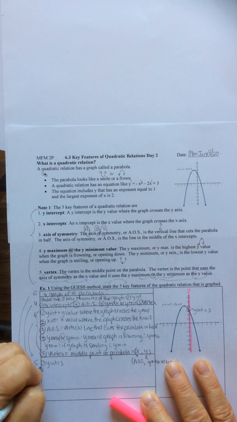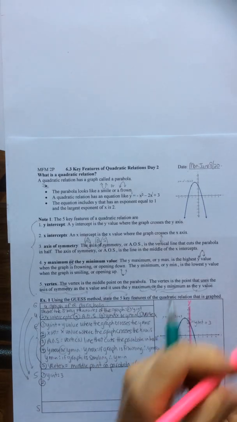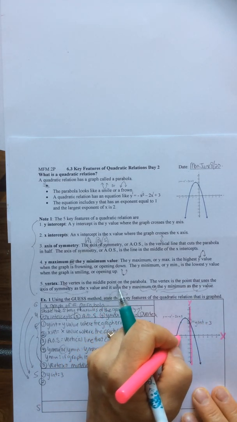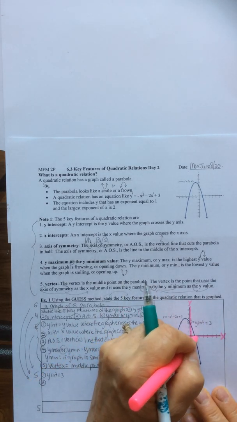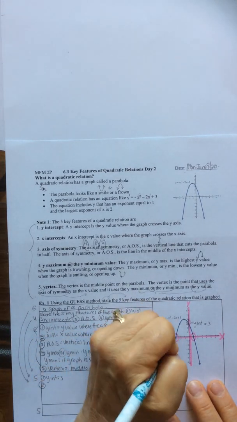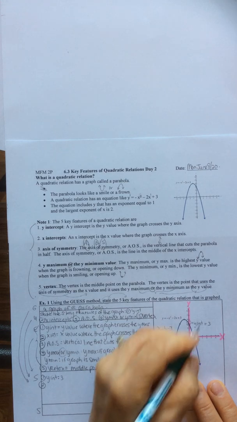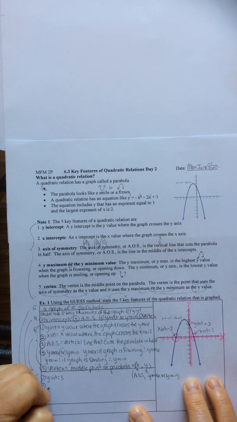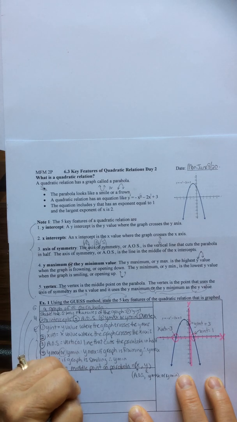Number 2. The x-intercept is the x value where the graph crosses the x-axis. There's the x-axis. It looks like the graph crosses here and here, so that's an x-intercept of -3, and another one, x-intercept of 1. So number 2, x-intercept is equal to -3 and 1.